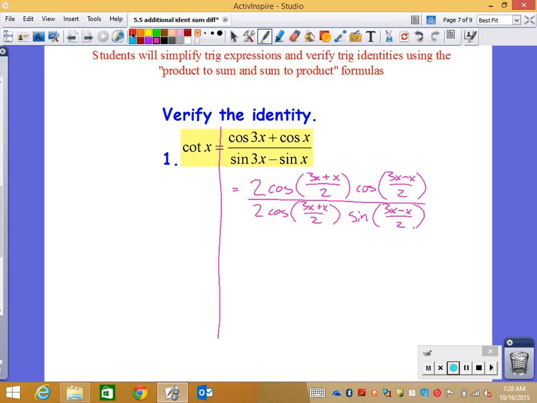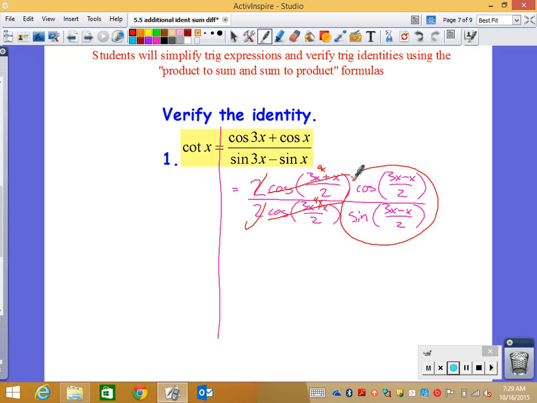Now let's look at what we have here. Everything's multiplied on top, everything's multiplied on bottom, so anything is fair game to cancel. So I can cancel my 2's off. Notice this becomes a cosine of 4x over 2, and a cosine of 4x over 2, so those completely cancel. And we're only left with this stuff right here.